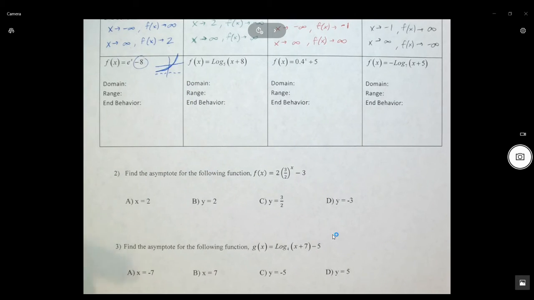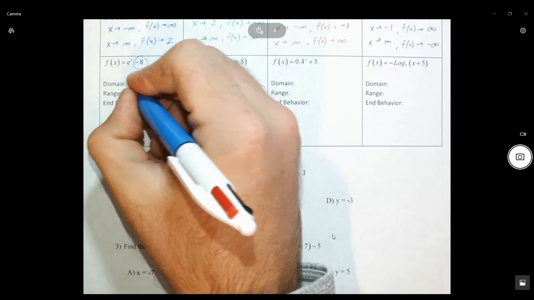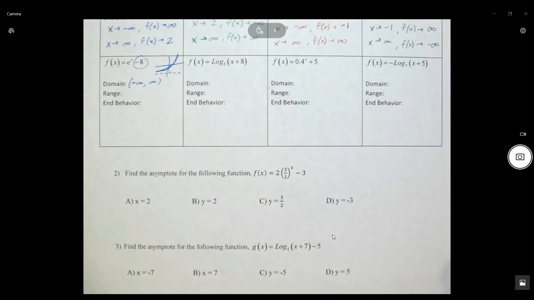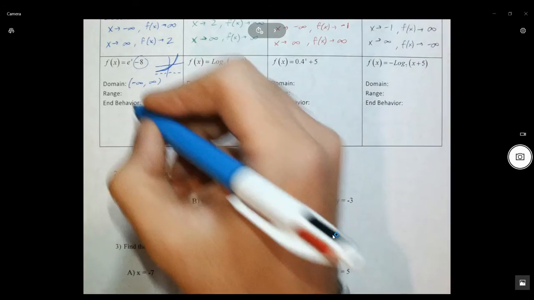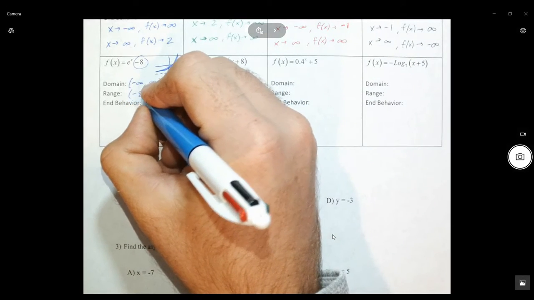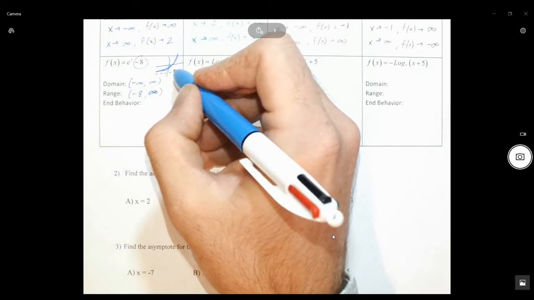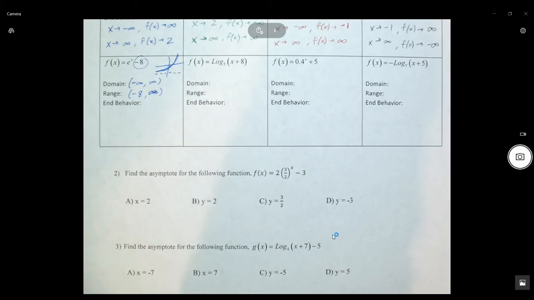All right, domain, left to right. It's not going to stop going left, not going to stop going right. Range, you have a floor here at -8. And then you have no ceiling, so you're going up forever. And I'm doing that the same way I did the first 4 based on this little sketch I made. Okay, end behavior.